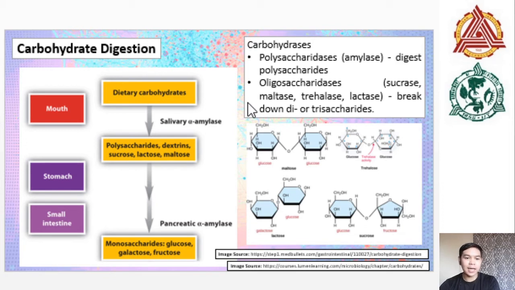Oligosaccharidases are enzymes which break down di or trisaccharides. These enzymes, which include sucrase, maltase, trehalase, and lactase, are located in close proximity to the epithelial cells of the gastrointestinal system, which are responsible for carbohydrate absorption.